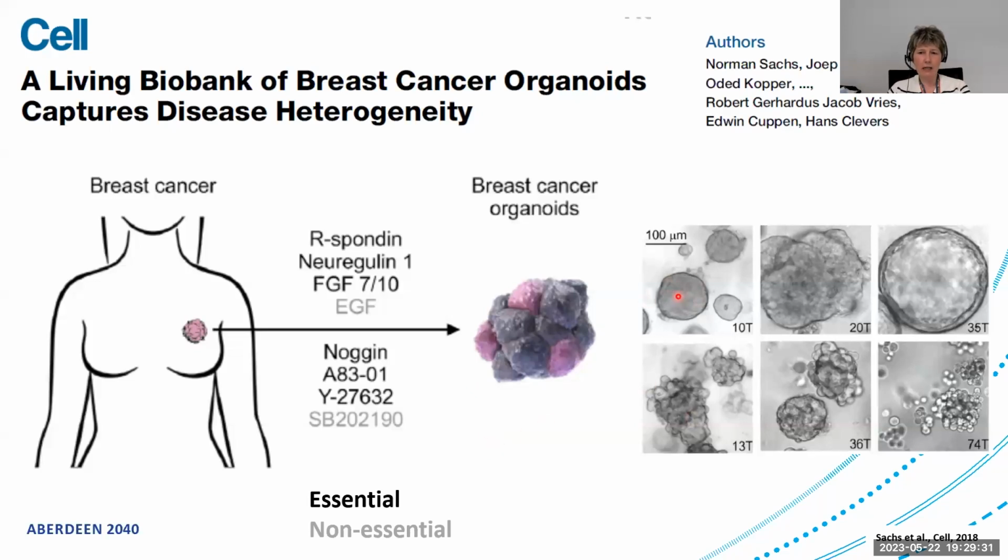And this is what they look like. They have this characteristic spheroid structure, and these are organoids from different tumours. You can see that the phenotype seems to vary across different organoids, as you might expect, given the heterogeneity of breast cancer.